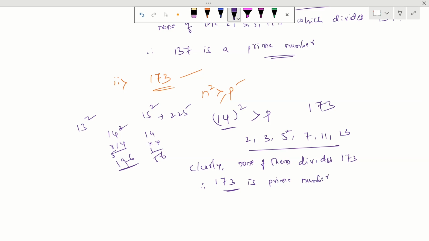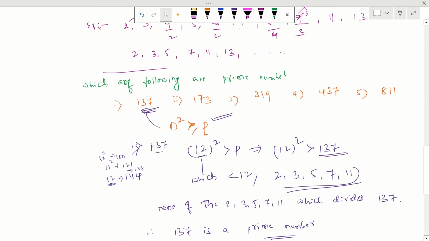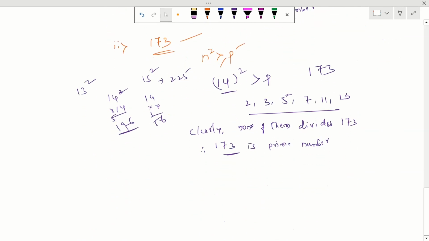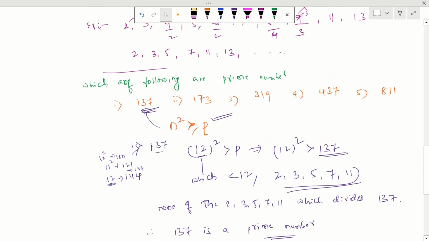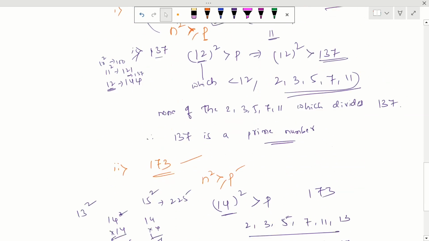You follow the same method and find the others also. I will give the third one here. The third one is 18 square is greater than 319. Here, 319 is divisible by 11, so it is not a prime number. And 437 is not a prime number. And 811 is a prime number. You just follow the method and try to solve.